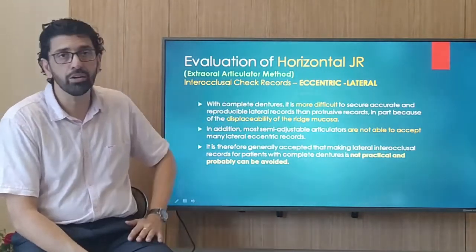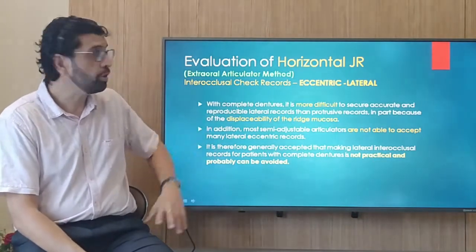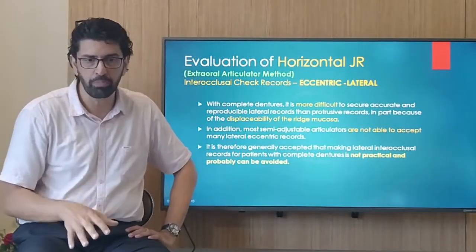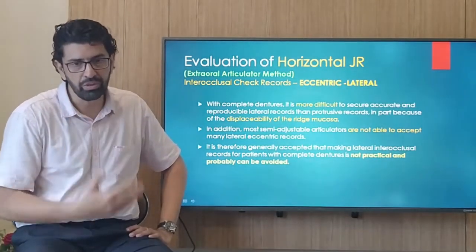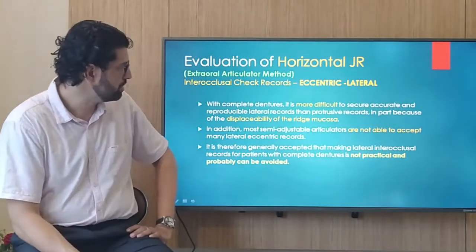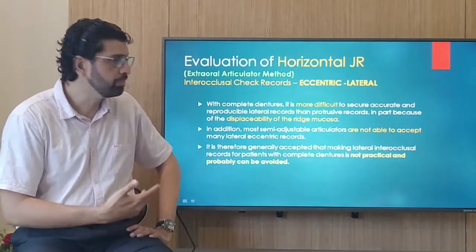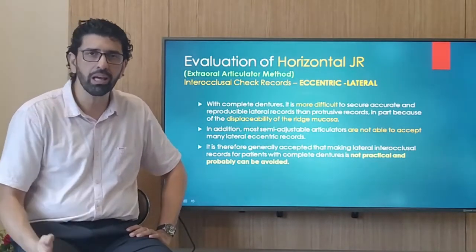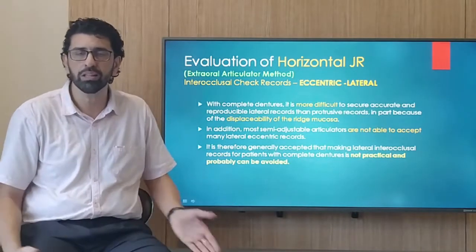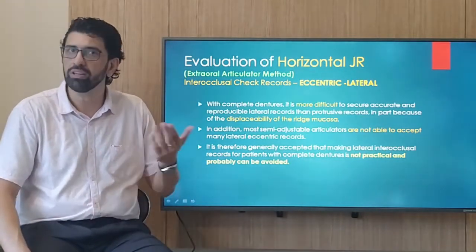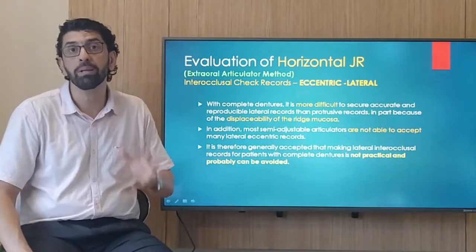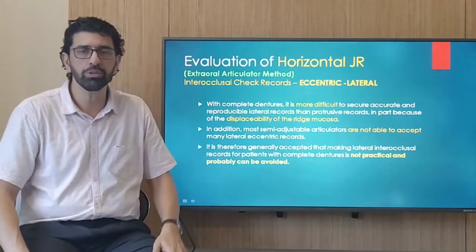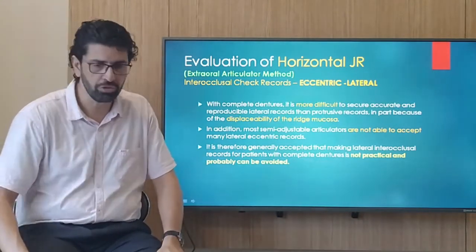So in eccentric records or lateral records for the horizontal jaw relation, honestly, the displaceability of the mucosa is a big problem. Because of this, it's very difficult to get accurate lateral records. Most semi-adjustable articulators don't accept a lateral record, and for this reason, I feel, and the authors of many books say, it's not practical and probably not even needed to do lateral records for complete denture prosthodontics when you're doing a verification. In some situations maybe, but most of the time not really necessary.